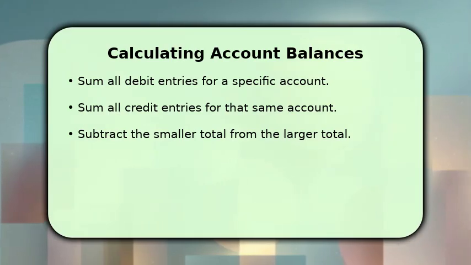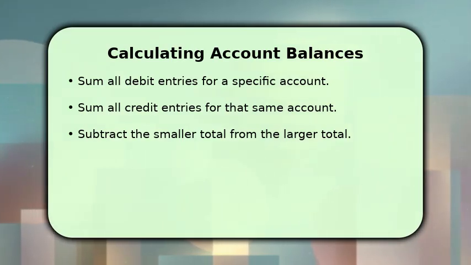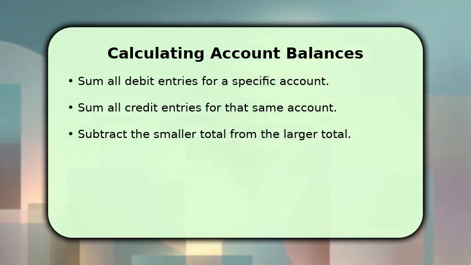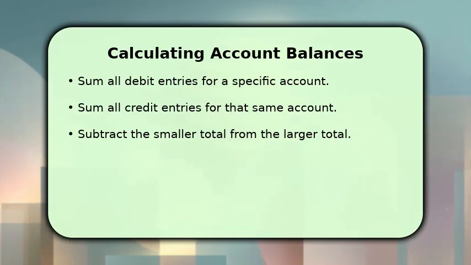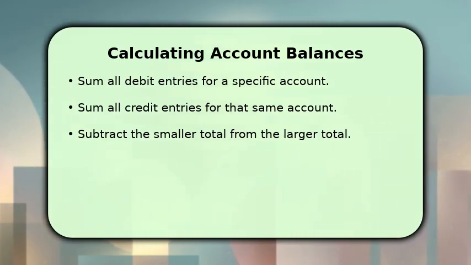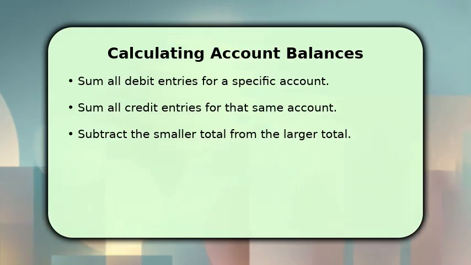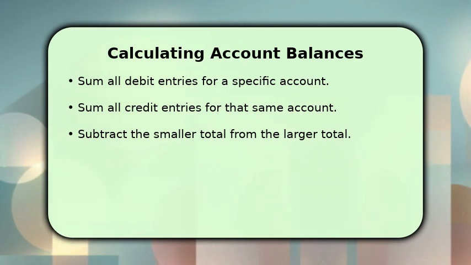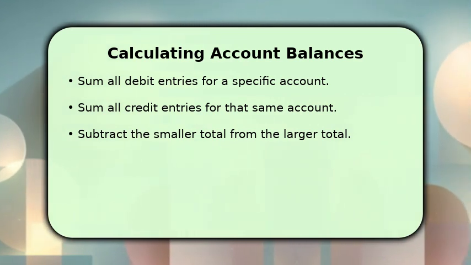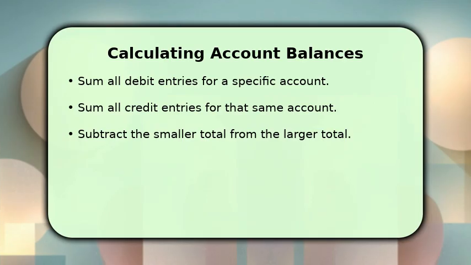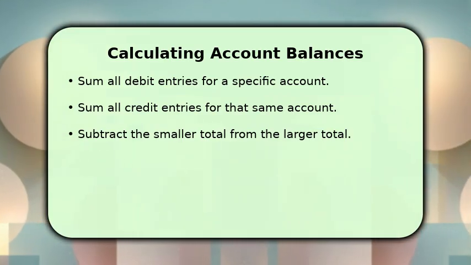Now, it's time to calculate each account's balance. For every individual general ledger account, you will first add up all the debit entries. Next, you will sum all the credit entries for that same account. The difference between these two totals then gives you the account's ending balance. This balance clearly indicates the net effect of all transactions on that specific account.